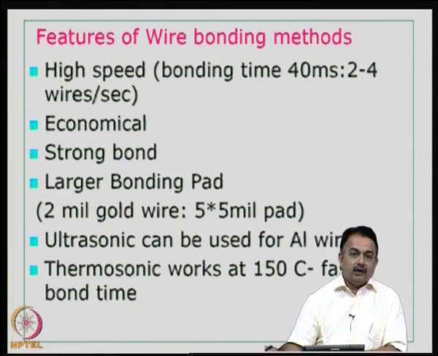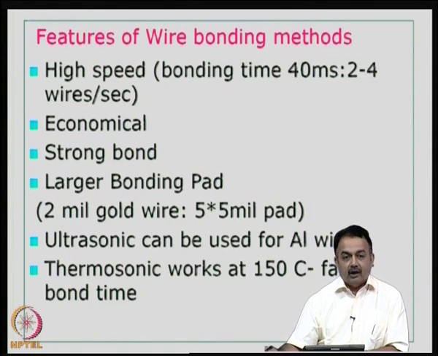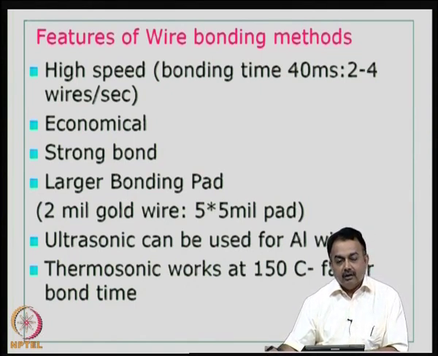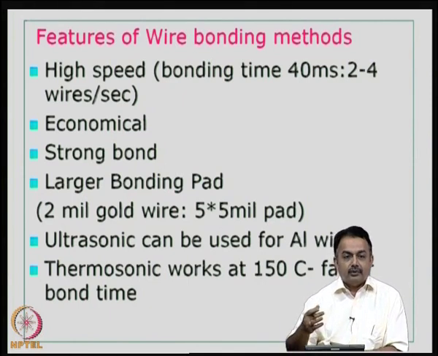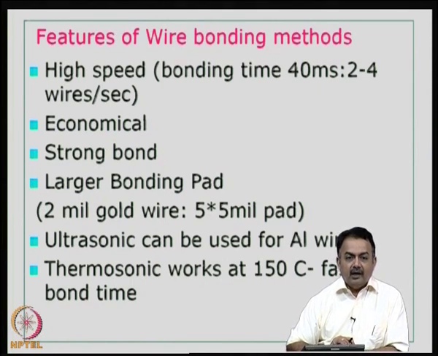So, the features of wire bonding are that it should be high speed, economical, and give a strong, quality, reliable bond. So, obviously, you have to do some post wire bonding quality checks continuously. The bonding pad area depends on what type of material you are using. If it is a wedge bond, you require more area. If it is a ball and stitch bond, you do not require that much area.